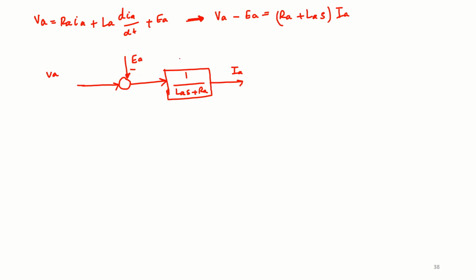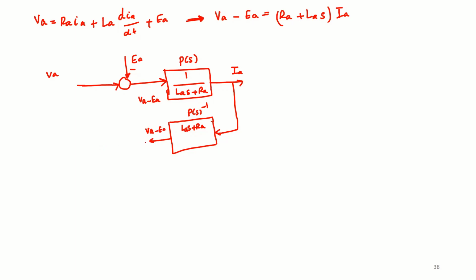So the first thing, if I'm assuming this is P of S, let's assume the plant transfer function. Someone will say, what about if we multiply by the inverse dynamic of this? So what about if we multiply by LAS plus RA? What will we get? Now, if we track the signal, here it is actually VA minus EA. The signal here is IA. If I multiply it by the inverse of P of S, I will get here the same signal, VA minus EA.